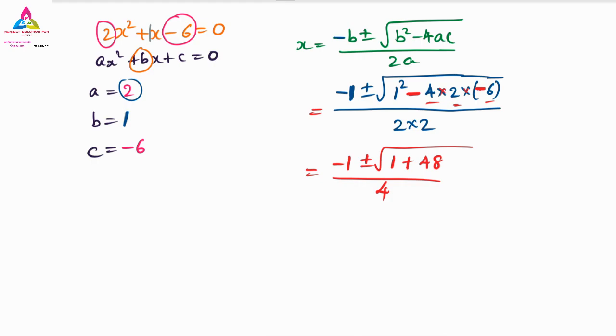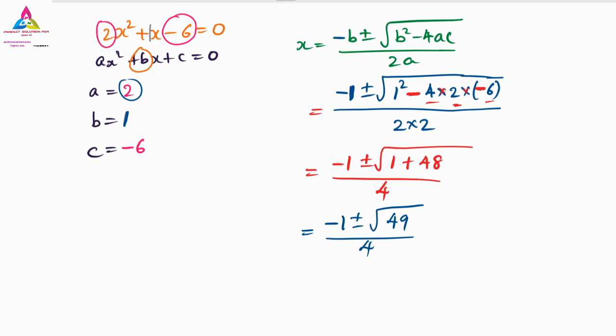Okay, next step: minus 1 as it is, plus or minus as it is. Inside, 1 plus 48. I think even a student who is not first standard can answer it. 1 plus 48 is how much? 49, the whole divided by 4.